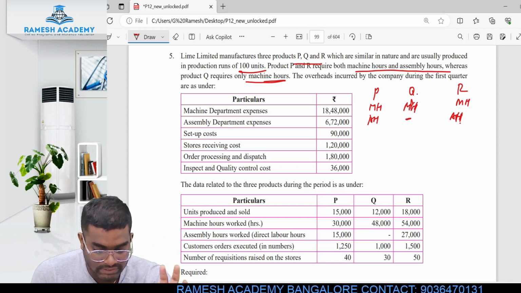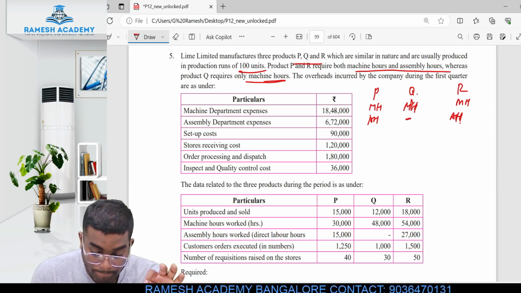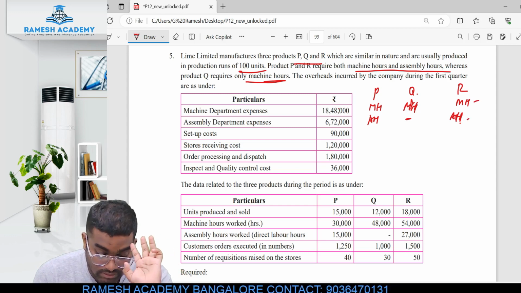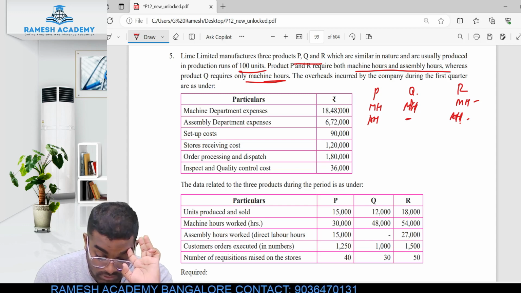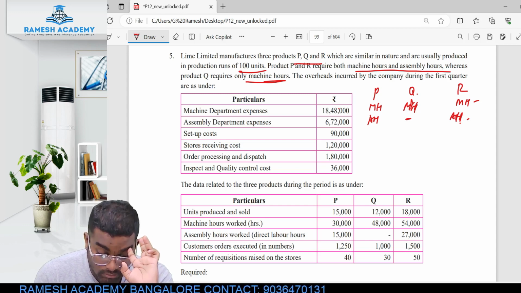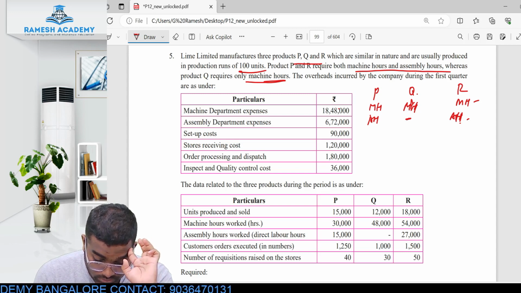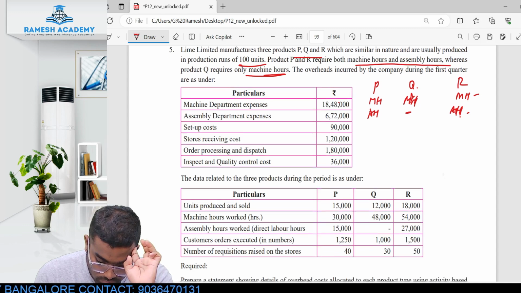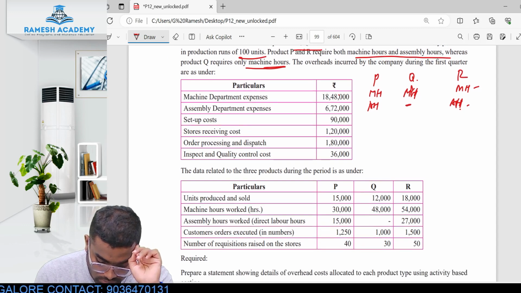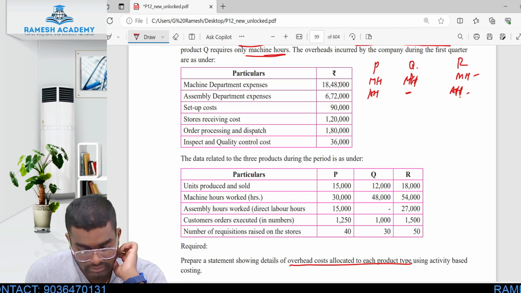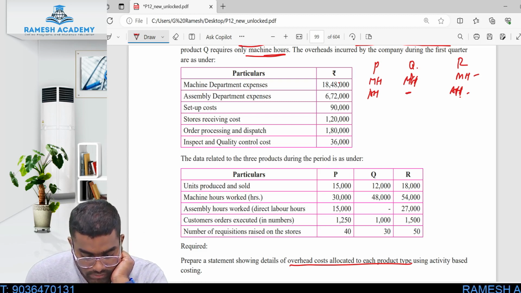And they have given machine department expense, everything will be there. Assembly only 2 will be there. Setup cost, we have to see the number of setups. Stores receiving cost, we will see that. Order processing and dispatch, inspection and quality control. Then we have the cost drivers. Then we have to prepare an overhead allocation. That's it. So please start with the question.